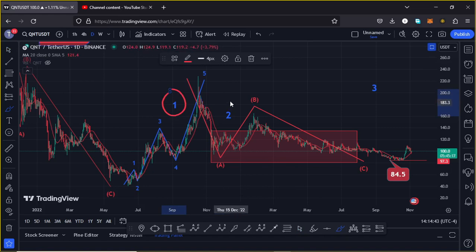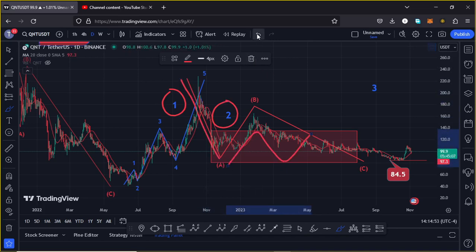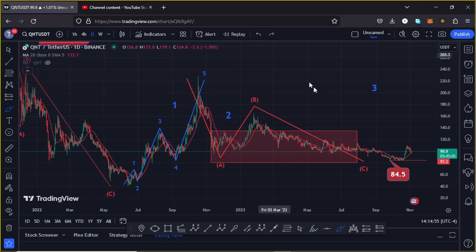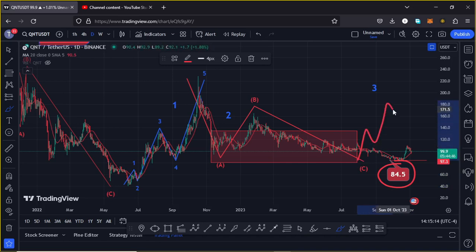Then we started a corrective structure in the formation of this wave 2 into the minimum target area highlighted on the charts using this red target area, which is an area that we have now almost fully maximized, giving us a low at around the $84.5 mark. There are high chances that this is now the low for this wave 2, and in the next coming weeks or maybe months we can see a reaction from this target area down here and continue getting impulsive in the formation of this wave 3 to the upper side.